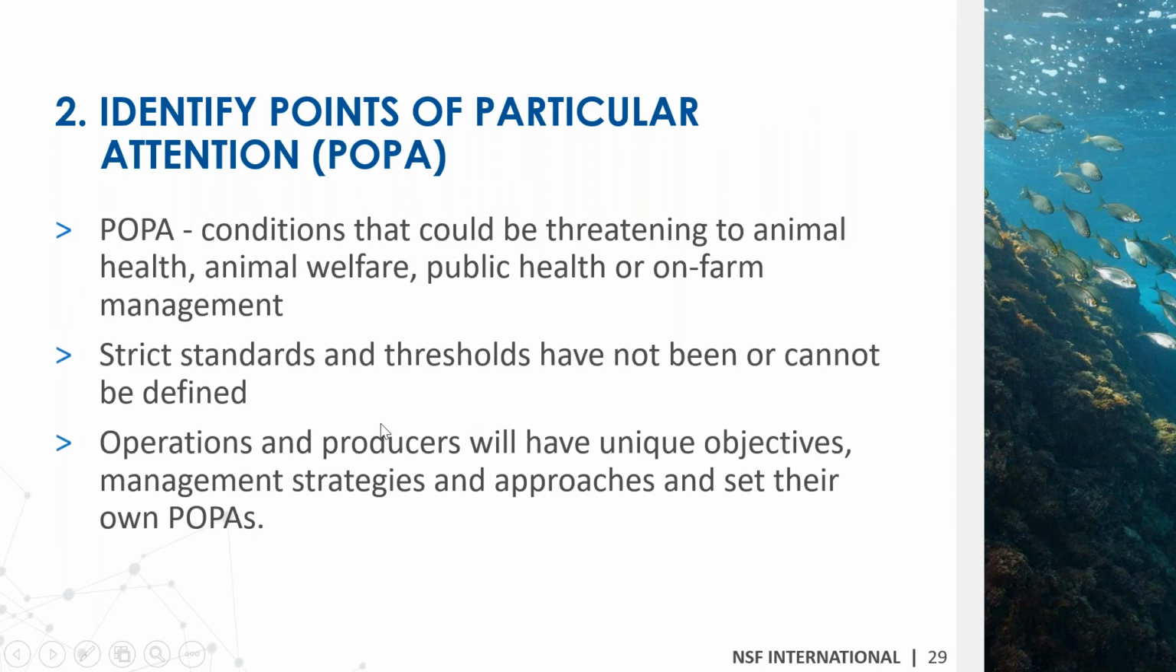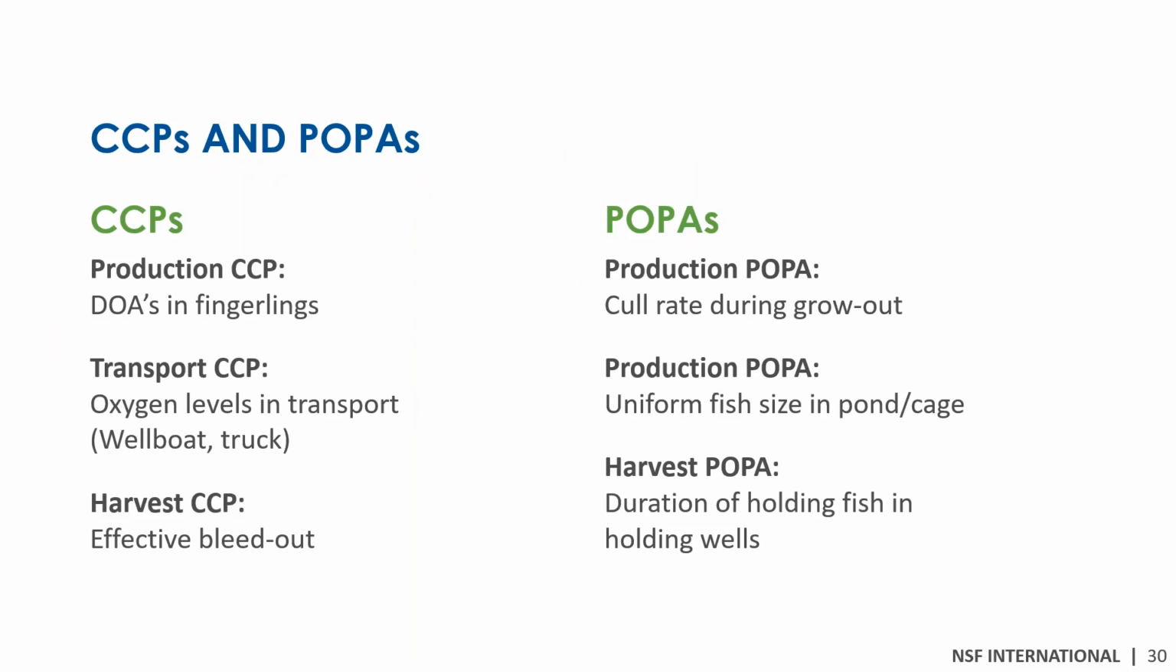Okay, so let's talk a little bit more about whether or not you want to put in place any points of particular attention. We've defined a point of particular attention as a condition that could be threatening to animal health, welfare, public health, or on-farm management. But in these cases, typically there are no strict standards or thresholds, and they've not been or cannot be defined. A lot of times these come down to things of importance at an individual facility based on their own objectives and management strategies and approaches. And so sometimes these are very unique to a facility. So I'll give you a few examples of that.